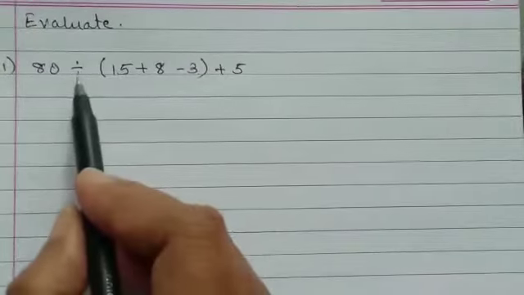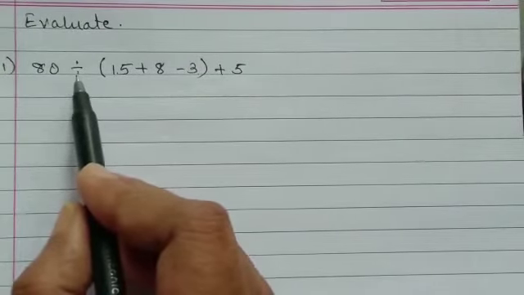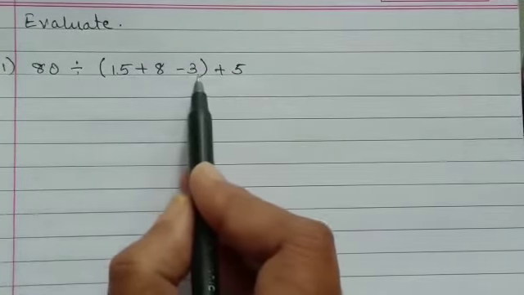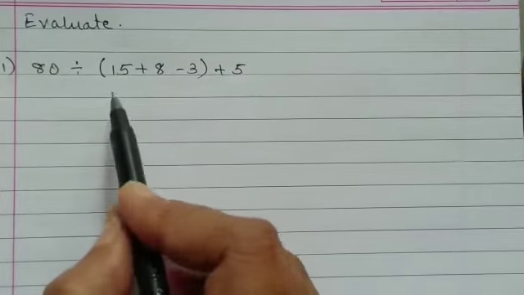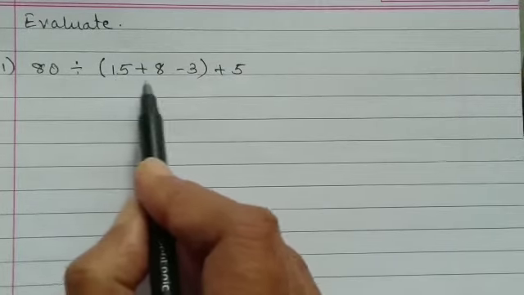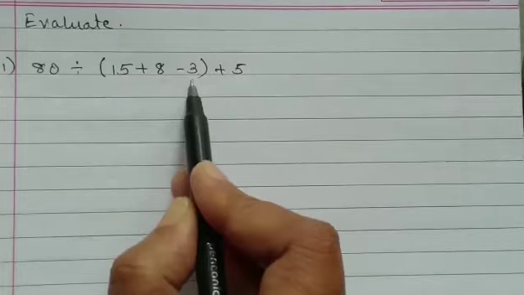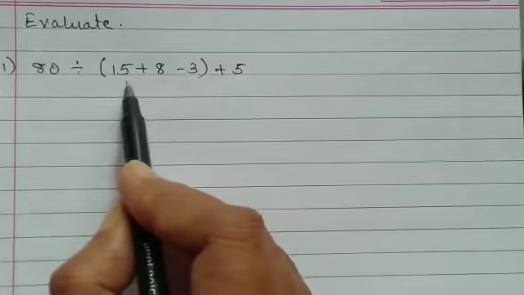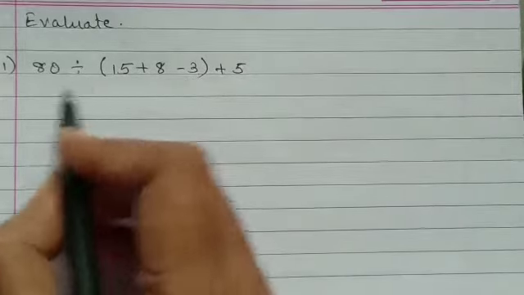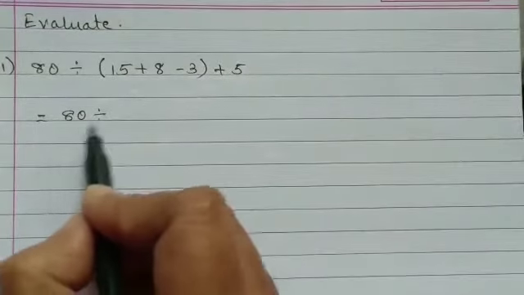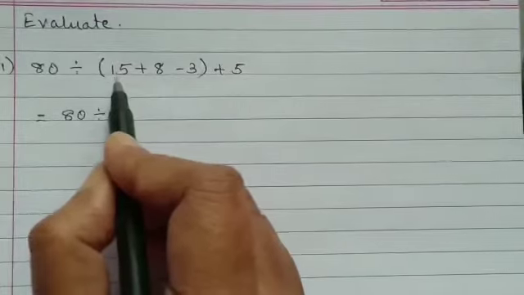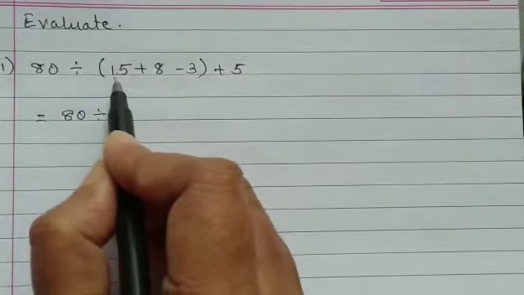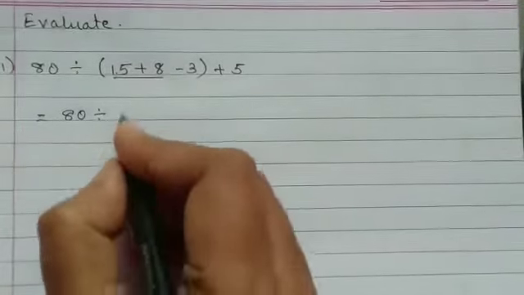Now here, though a division is there, first we have to evaluate what is inside the bracket, because as per the BODMAS rule you must go for the brackets first. So first we will solve what is inside the bracket, and inside the bracket also you will follow the rule. So this becomes 80 divided by, now the bracket is there, so the first operation inside the bracket is 15 plus 8.